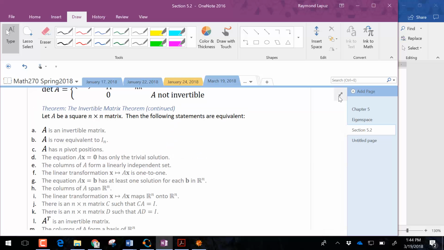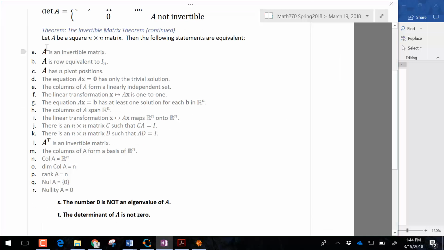So here's that long theorem. I think we went A through M in the beginning, and then we added M through R, and now we can add S and T. And the T is really from chapter 3 when we talked about determinants. So if your determinant is equal to 0, then it's not invertible. If it's not equal to 0, then you can find the inverse.